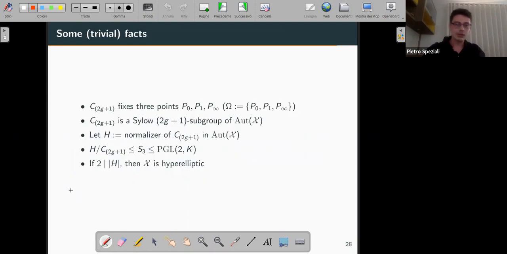So I will just give the idea, as I told you, a cyclic group of order 2G+1 fixes 3 points. This cyclic group is a Sylow 2G+1 subgroup. So if you have the normalizer of this group, since you have 3 fixed points, then it must act on these 3 points. So the normalizer quotient by C_{2G+1} is a subgroup of S3. We want to exclude the hyperelliptic case, so you don't want this to be divisible by 2, because we can prove that in this case it was hyperelliptic.